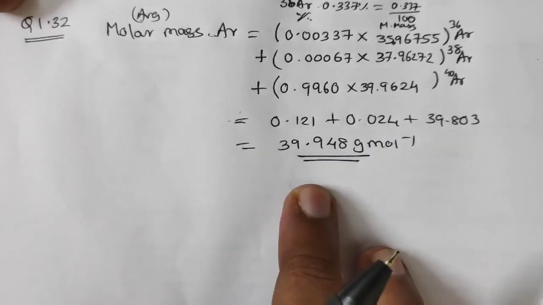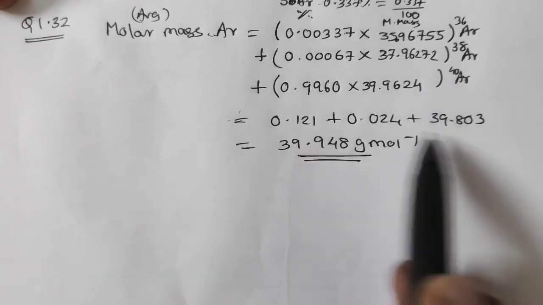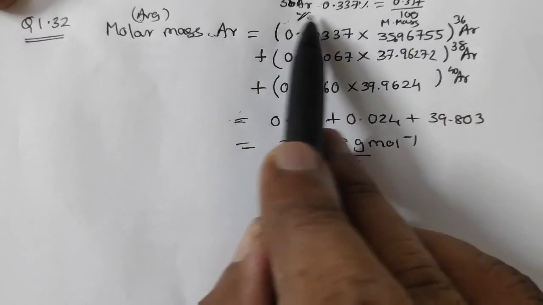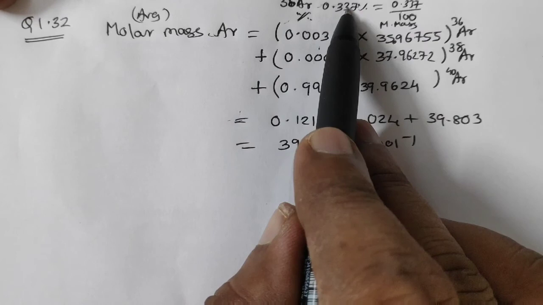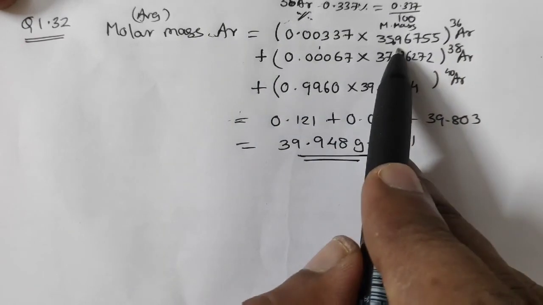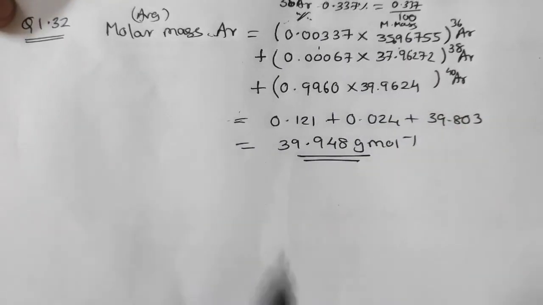So this is all about the average molar mass of argon. All these three isotopes you have to calculate like this. The percentage abundance is converted by removing the percentage symbol, so it will be upon 100. Then we multiply by the molar mass that is given, the isotopic molar mass. So this was the part.